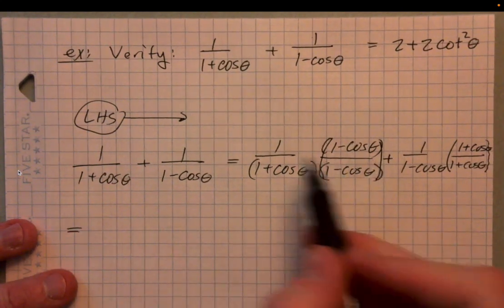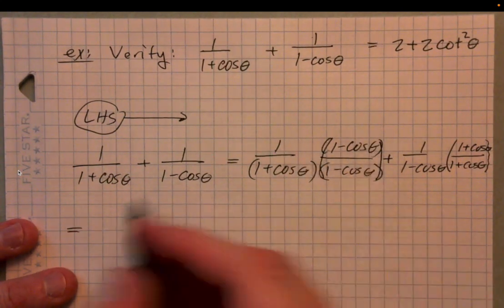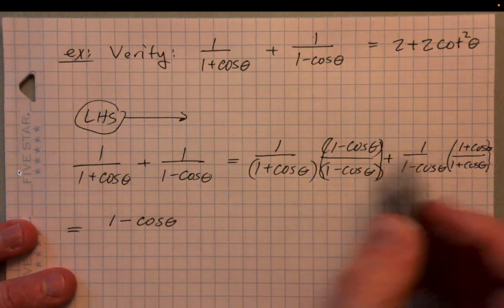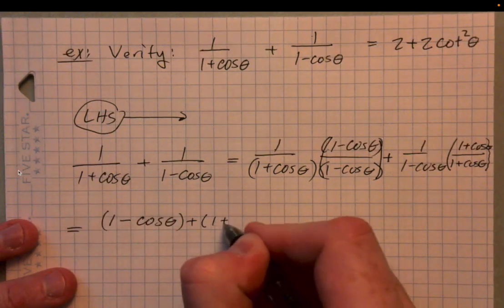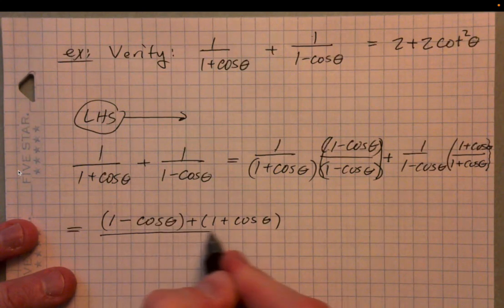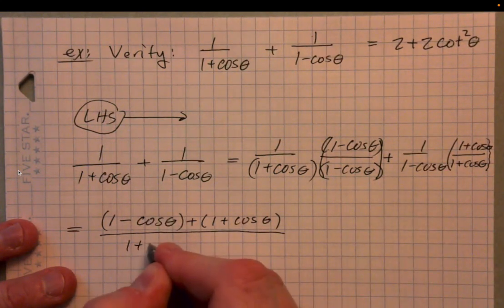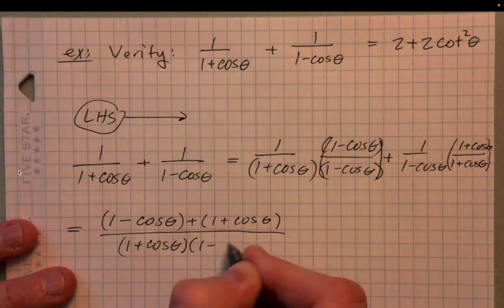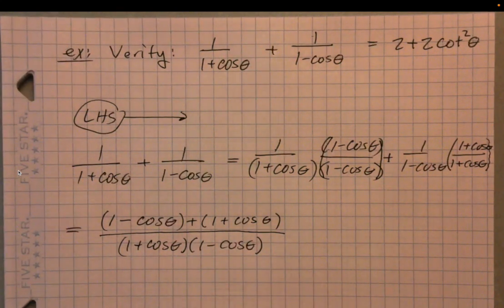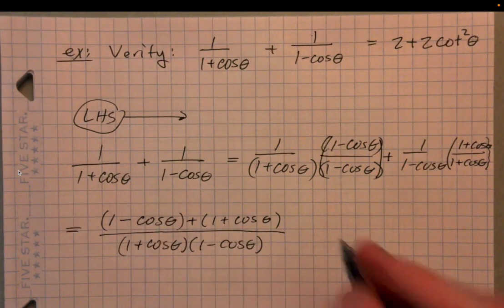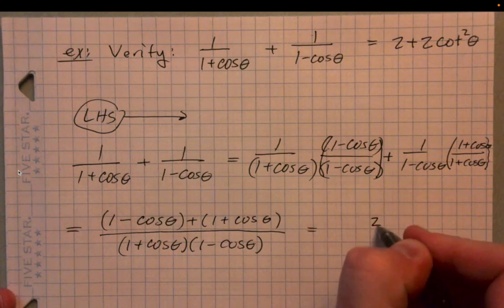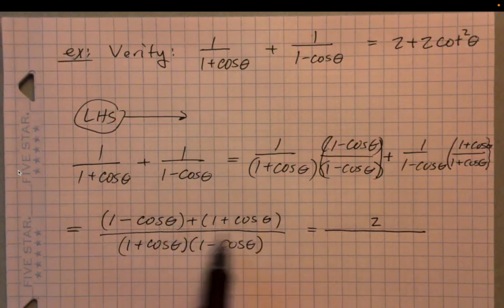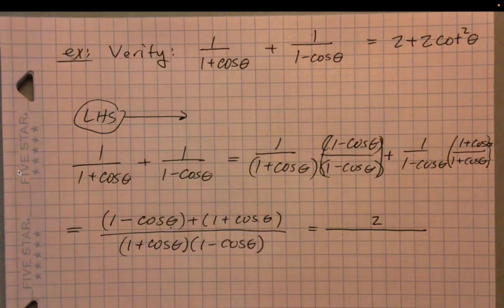Okay, so I can combine those. Up top I have 1 times 1 minus cos theta, so I really just have 1 minus cos theta and then plus 1 plus cos theta. I'll leave those in parentheses just so you can see where they're coming from. And then the denominator is the common denominator, 1 plus cos theta times 1 minus cos theta. Okay, no problem there. If you look closely at this, I've got 1 plus 1, so I've definitely got a 2 there. And then I've got negative cos theta plus cos theta. So I basically just have a 2 in the top now, don't I? The cosines undo each other.